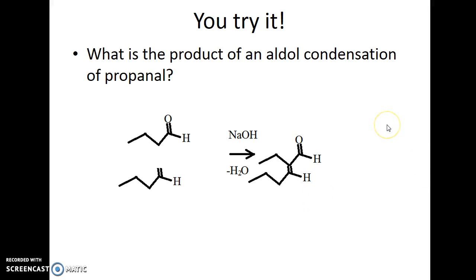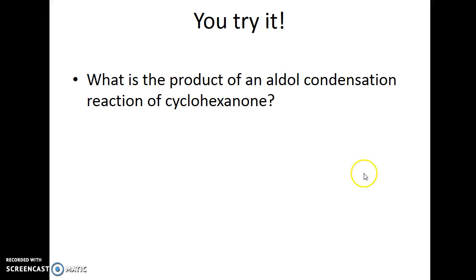Just remember, what are the conditions? You have to have a catalytic amount of sodium hydroxide, and you need to remove water. You have to have a base that does not completely deprotonate the alpha carbon, because you have to have equal concentrations of both the enolate and the carbonyl. Okay, we've got another one for you to try. Go ahead and determine what is the product of the aldol condensation reaction of cyclohexanone.